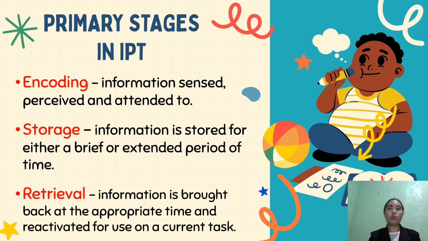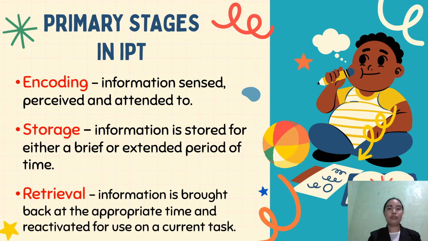Storage: information is stored for either a brief or extended period of time. Once information is encoded, it moves into storage, where it is kept for a brief or extended period of time. This stage determines how well and how long information is retained, either in short-term memory, where it is temporary, or in long-term memory, where it is permanent. For example, you might remember a friend's phone number for a few minutes or recall your birthday for a lifetime.